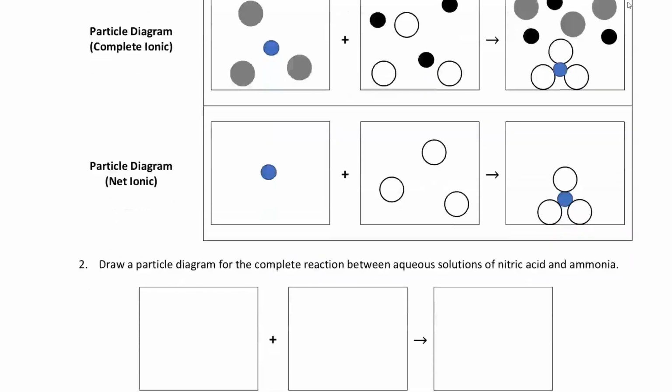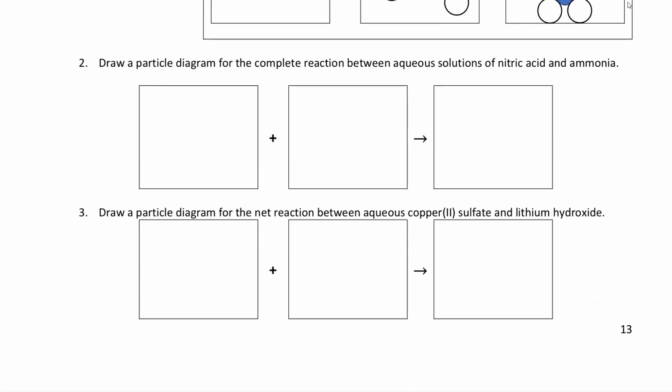I want you to know that, when you're drawing particle diagrams, I don't care which type you draw, the complete reaction or the net ionic, unless I ask specifically for one over the other, right? So in example 2, it does say complete reaction. In example 3, it does say net ionic, or the net reaction. Okay? Cool?